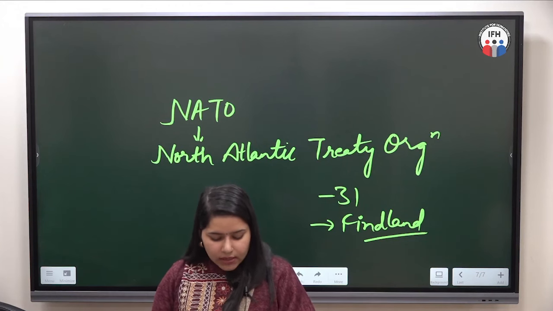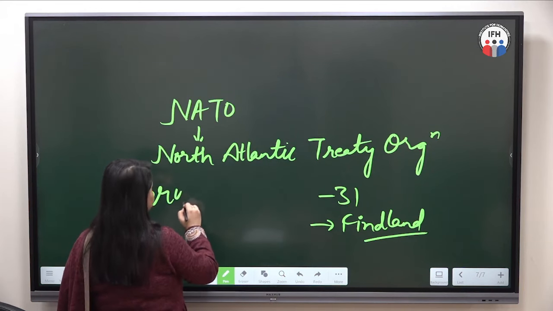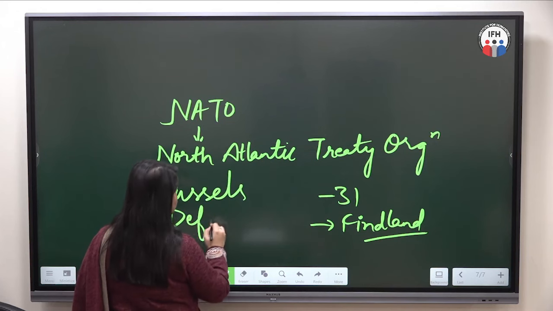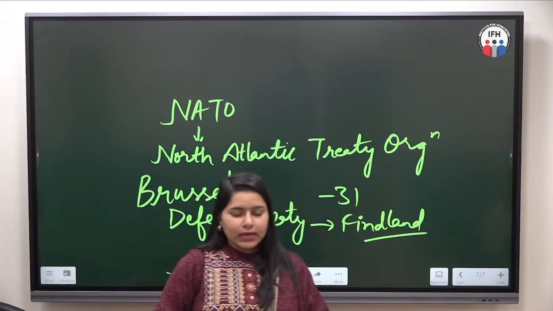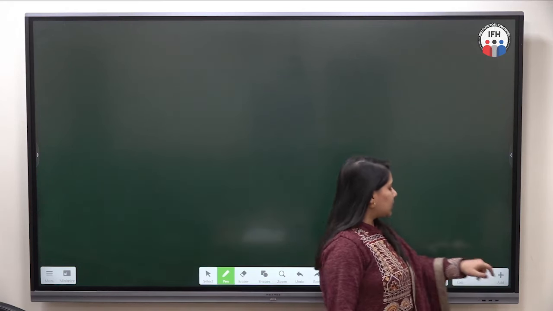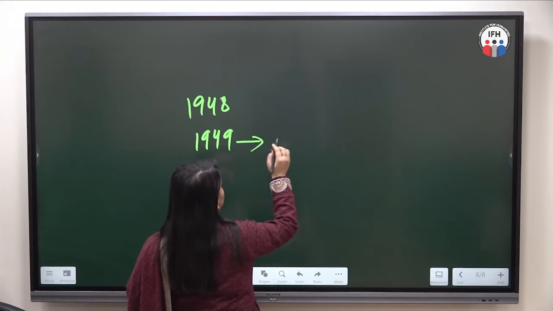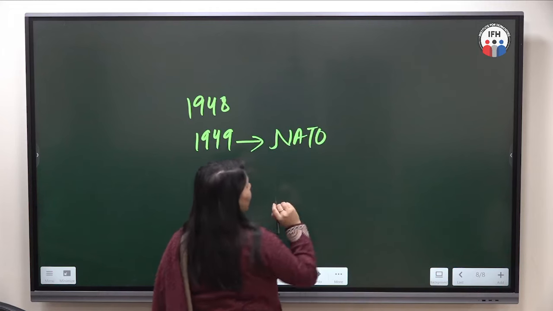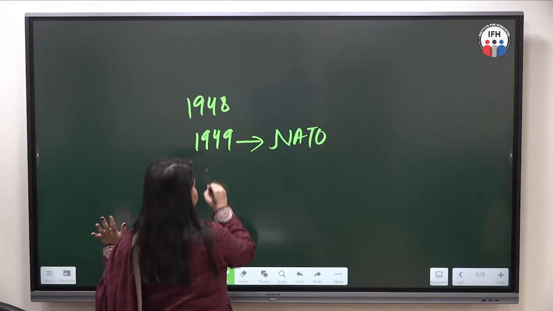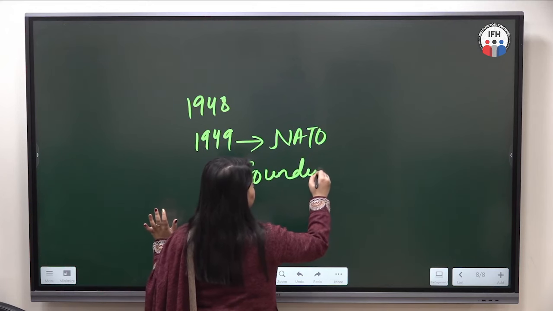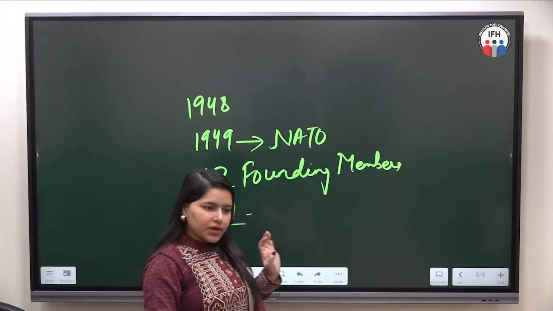So what happened, that in 1948, Western European nations signed a treaty known as Brussels Defense Treaty. And later on, in the subsequent year, in 1949, this treaty was transformed into what? NATO. Treaty was signed in 1948, and in 1949, this treaty was transformed into NATO. And when NATO was established, that time there were 12 founding members. And at present there are how many members we have already discussed? 31. And Finland joined in 2023 only, right?